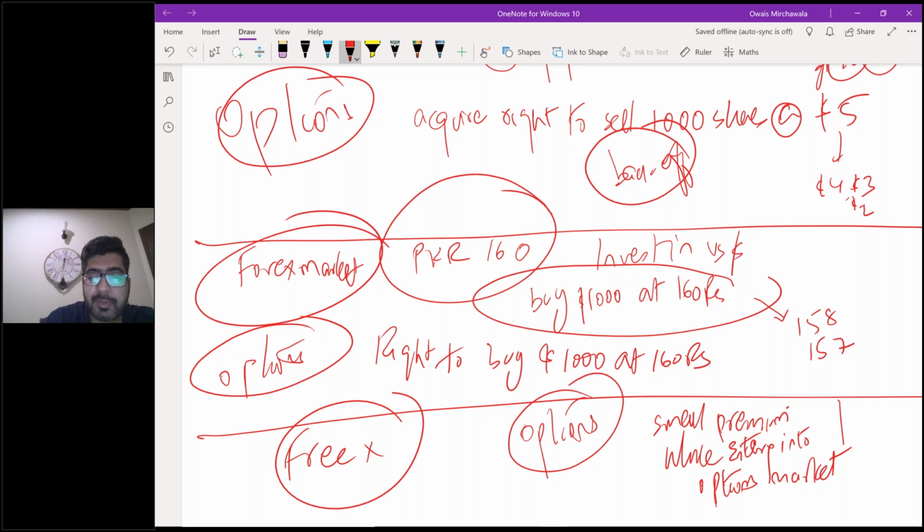How is this premium computed? This is computed through a theory called the Black-Scholes option pricing theory. The purpose of the Black-Scholes option pricing theory is just to find the value of options, how much premium we should pay when entering into options. This is computed by Black-Scholes. Okay. Any questions up till now?